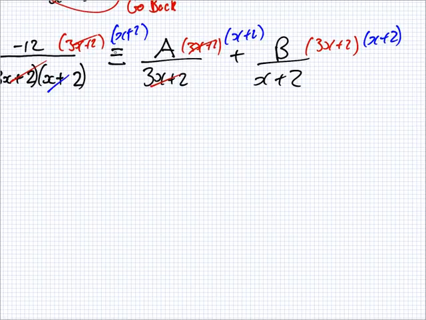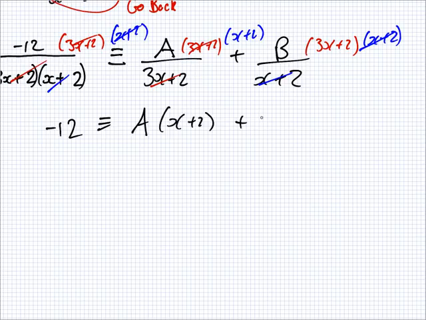Here we can cancel x plus 2, and here we can cancel x plus 2 as well. So what you're left with is minus 12 should be the same as a times x plus 2, plus b times 3x plus 2.